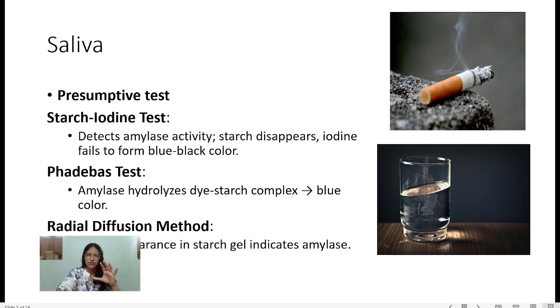The procedure of this test is that we have to just apply the iodine starch solution to the suspected salivary stain and observe the color reaction. Disappearance or reduction of blue-black color means that there is saliva present in it. That means if amylase is present, then saliva is also present.